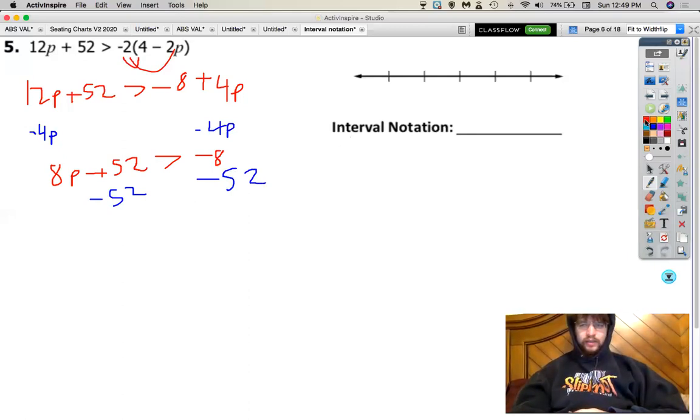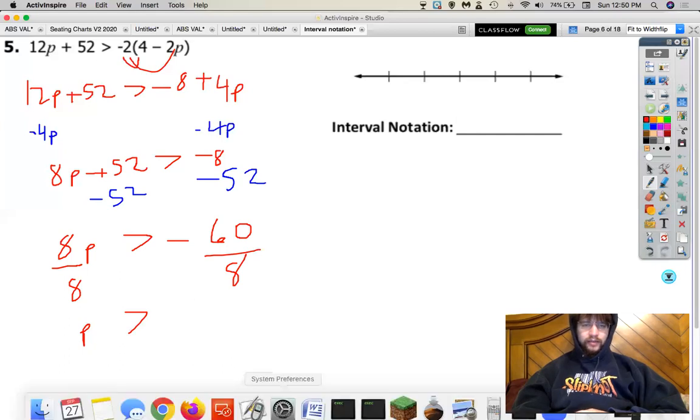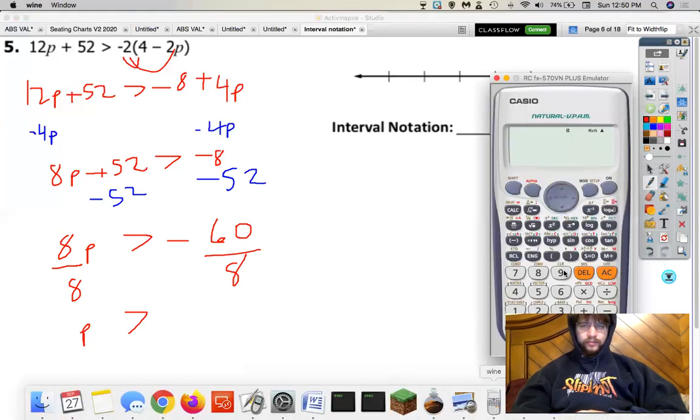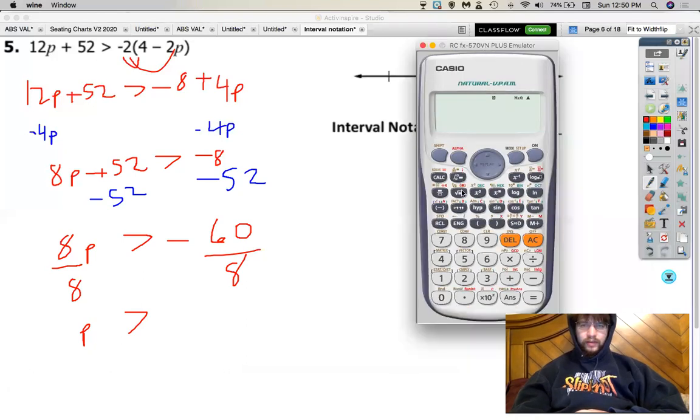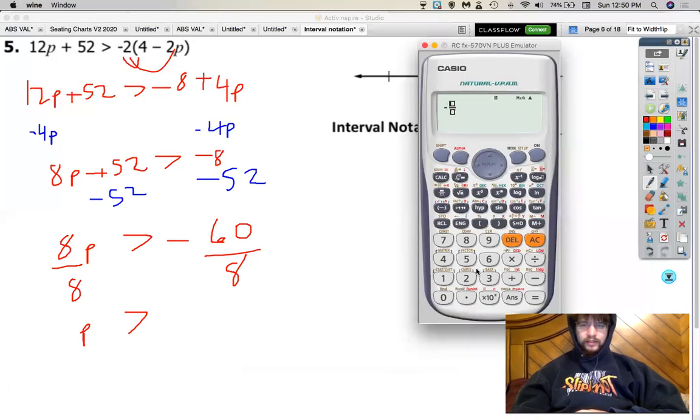So 8p is greater than negative 60. Divide by 8. And we get p is greater than, use your calculator, simplify that. What's that, 15 over 2? Negative 60 over 8. Negative 15 over 2.